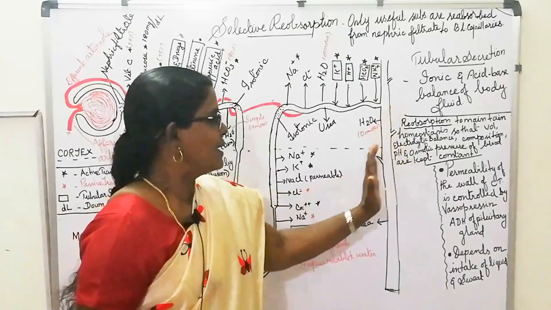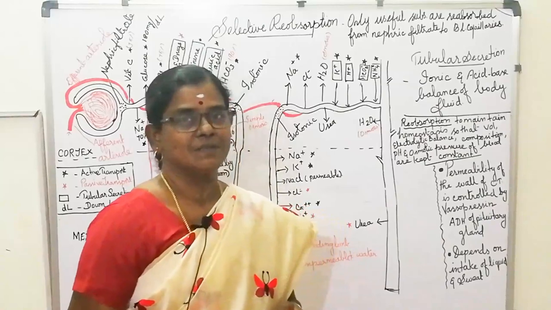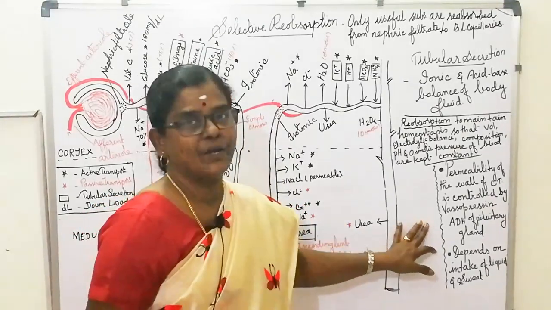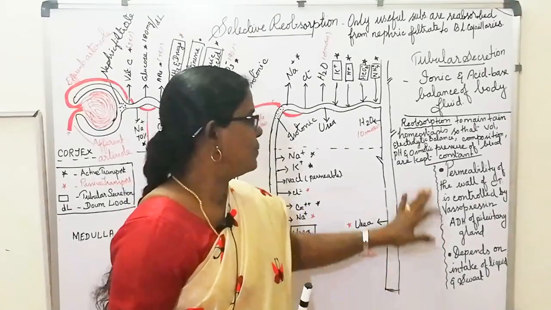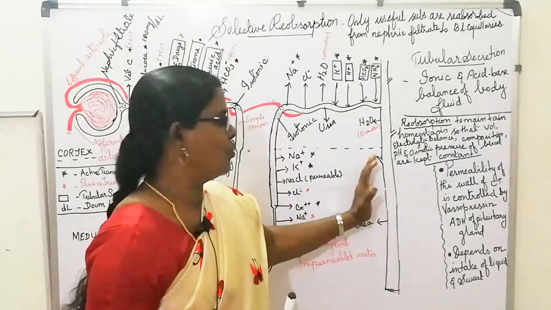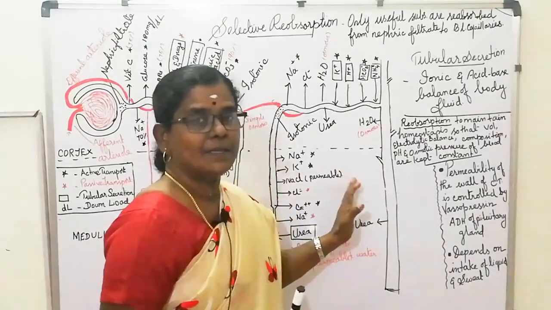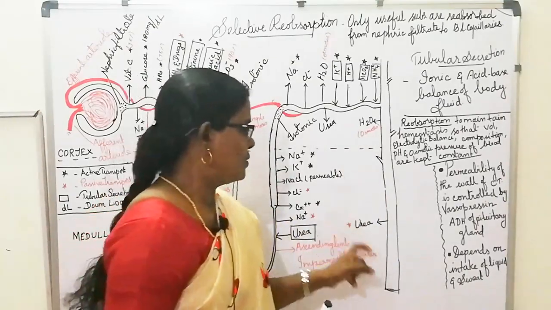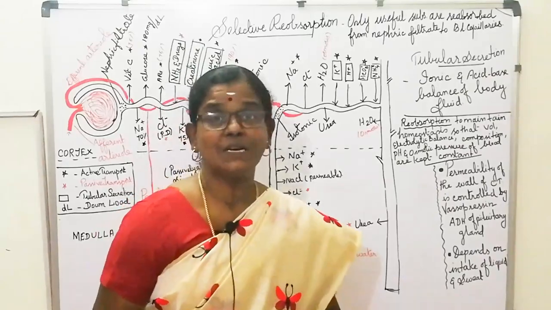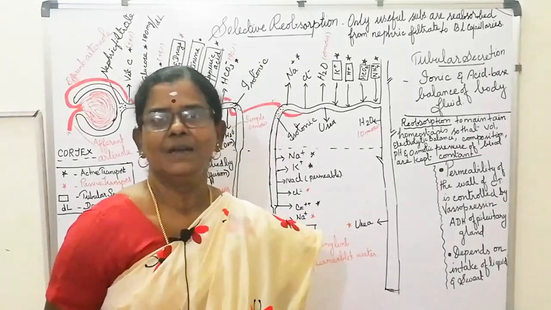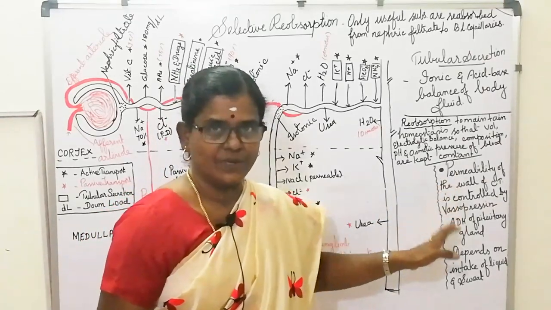Water passing to the collecting tube. In the collecting tube, the wall's permeability is controlled by vasopressin. Vasopressin is anti-diuretic hormone. That is secreted by the pituitary. Okay? This is the permeability. The wall's permeability is controlled. So, the quantity of the urine getting collected depends on the body's water level.